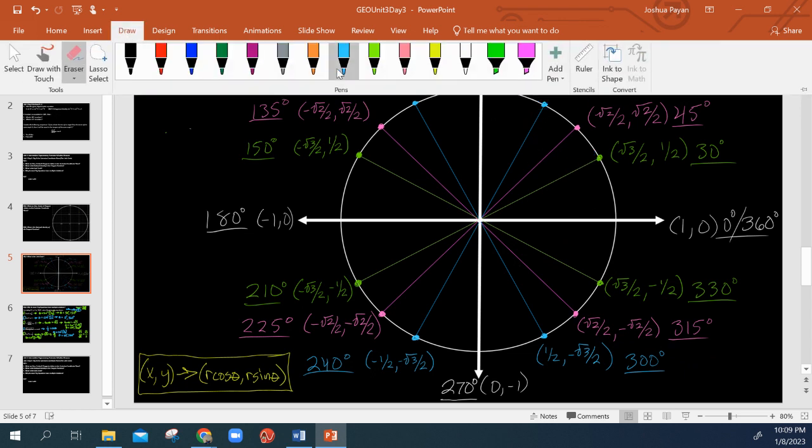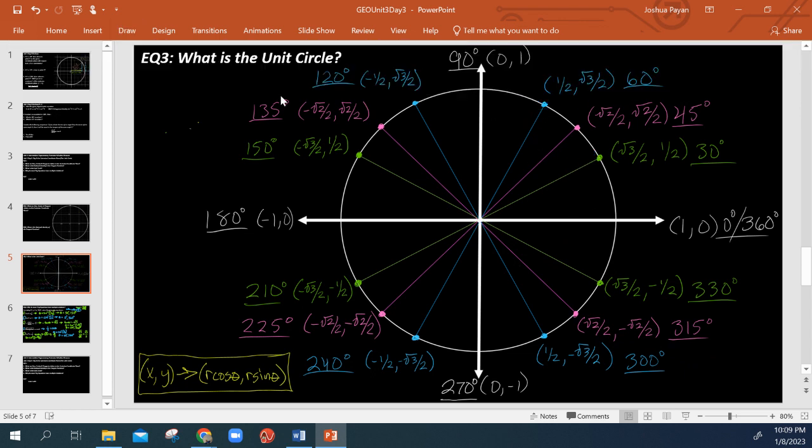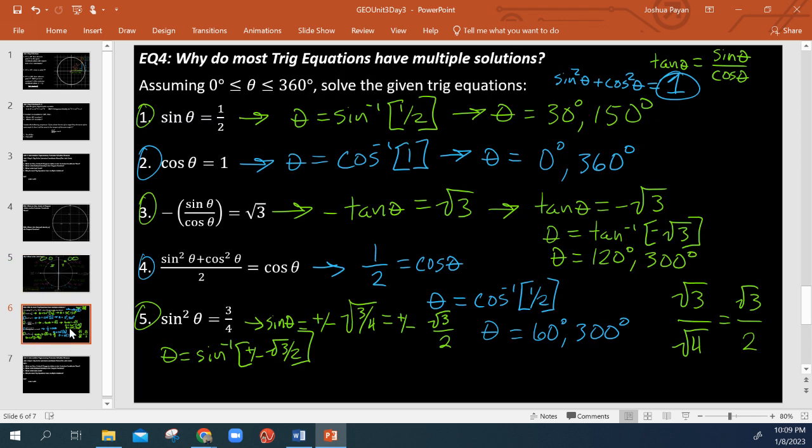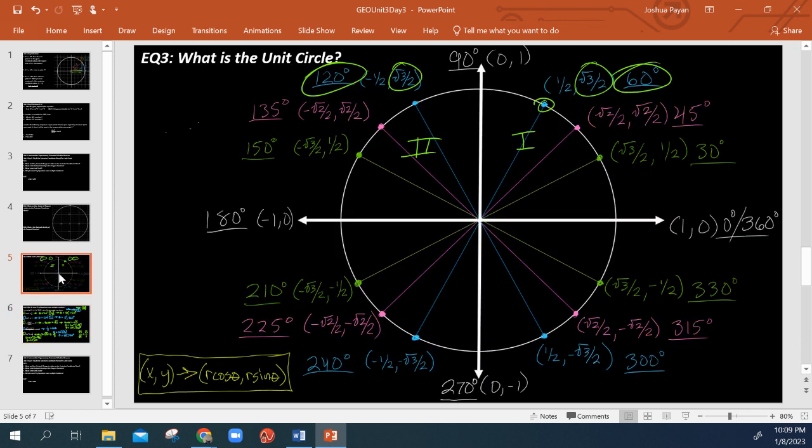So let's start with the positives. We know that sine is positive in quadrants 1 and 2 because that's where y is positive, right? So we're looking at positive square root of 3 over 2. Well, that tells us our two solutions are going to be 60 and 120. Those were for our positive square root of 3 over 2.